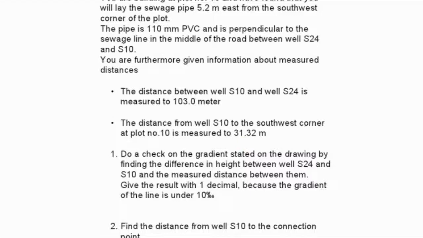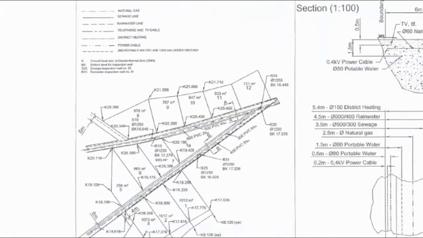The first exercise, or the first calculation, is to do a check on the gradient that is stated on the drawing, and we do that by finding the difference in height between well S24 and well S10, and we give the result with 1 decimal because the gradient of the line is under 10 promille. Taking a look again at the plot, you can see that the gradient that is stated is 4 promille, and that's the one we have to check if it is right.